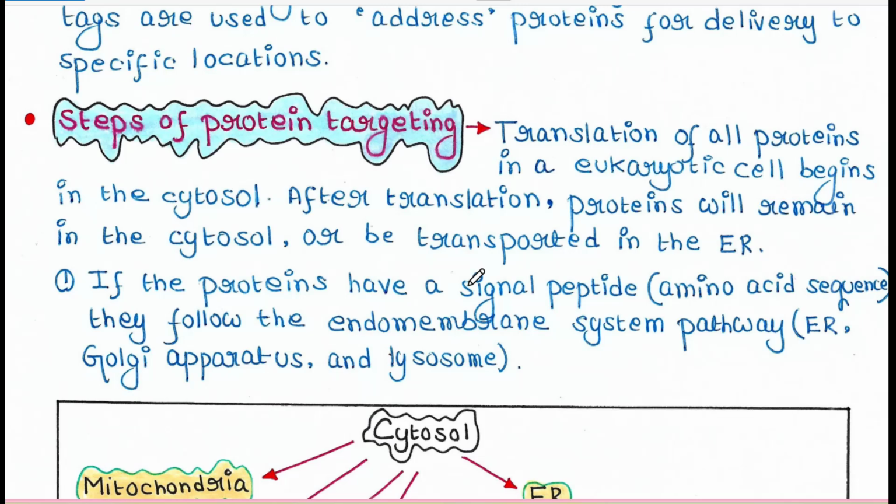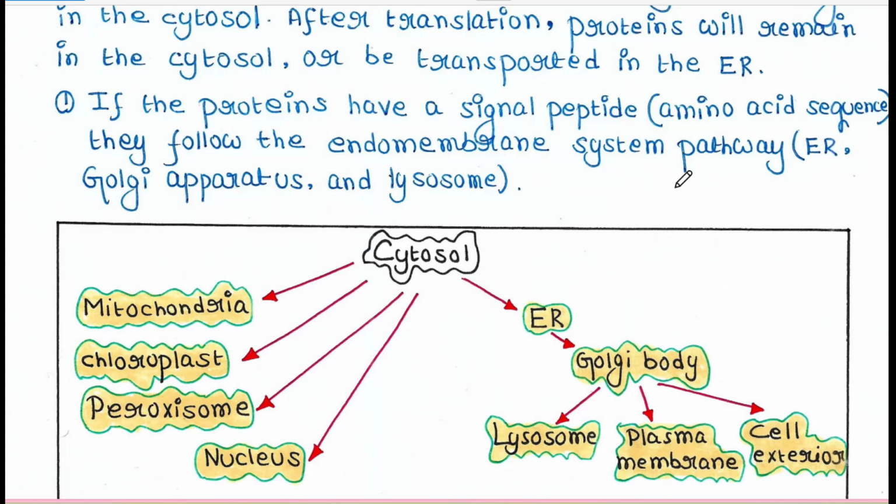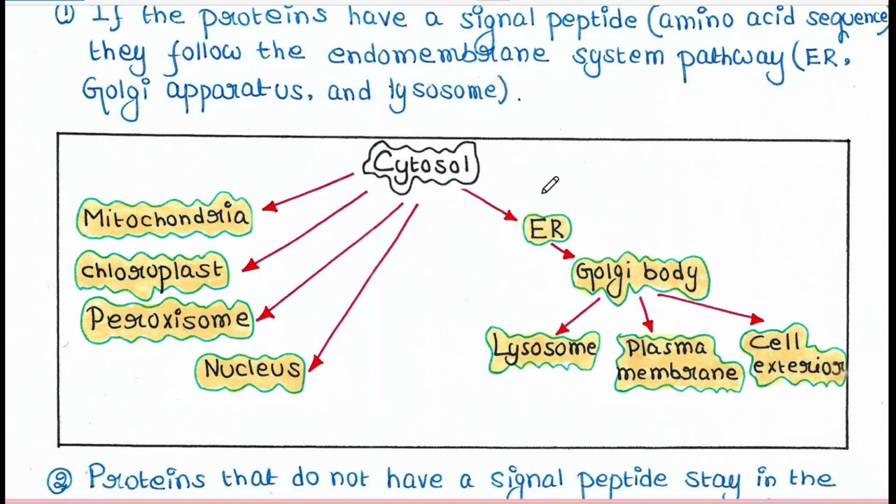If the proteins have a signal peptide, that means the tag, which is generally an amino acid sequence, they follow the endomembrane system pathway. The endomembrane system consists of endoplasmic reticulum, Golgi apparatus and lysosome. So this is the way: cytosol, ER, Golgi body and lysosome. This is the endomembrane pathway.